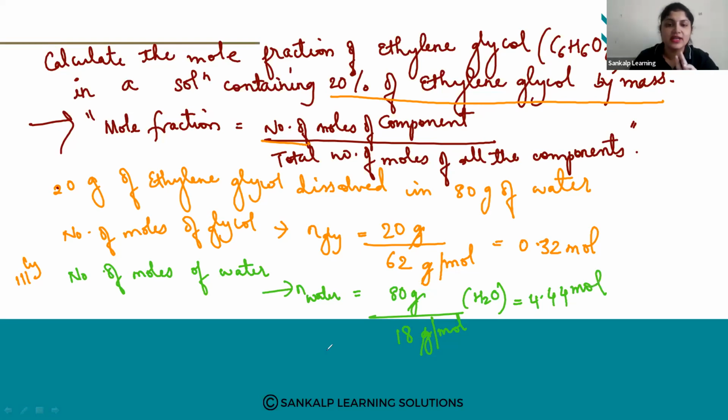So what is the first step? First step, you have to find the number of moles for each component. Now, in this particular ethylene glycol by mass, there is ethylene glycol which is dissolved in water. Water is a solvent and this glycol is your solute. So you are going to find the mole fraction for each component, and then you have to add this in your formula.